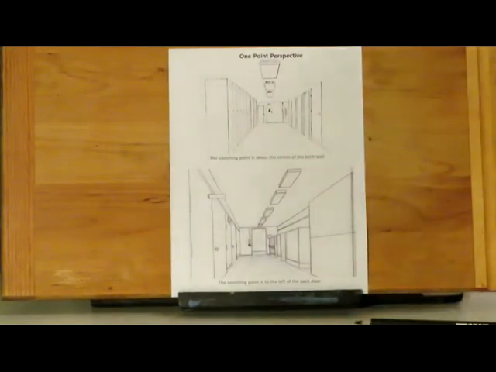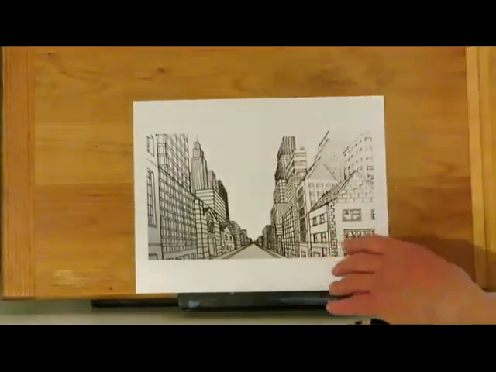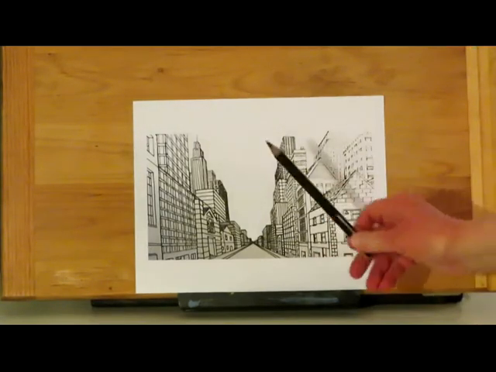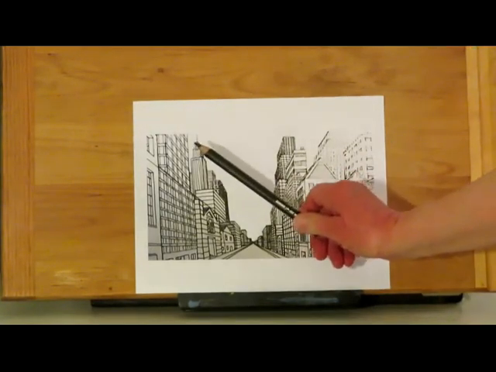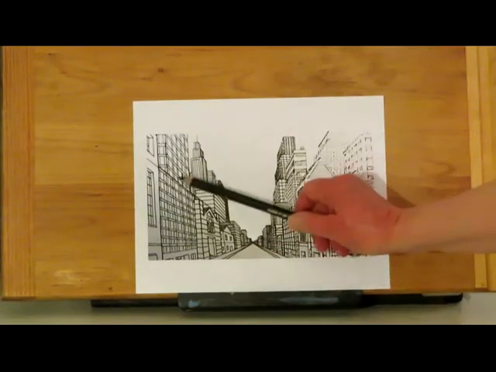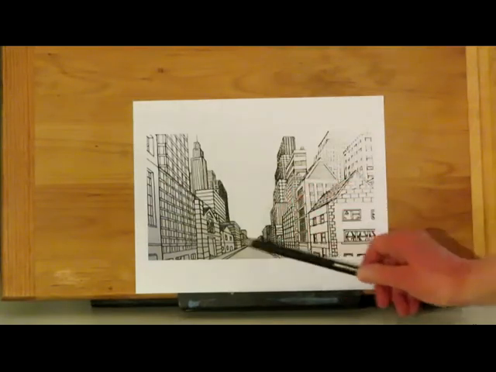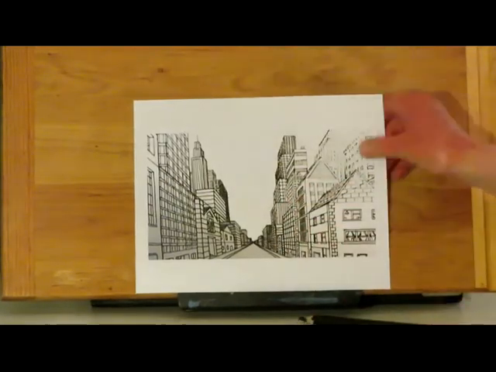The same with the city. You would take and sight your angle to determine where your vanishing point is going to be. So the building itself, the edges of the building, the edges of the windows determine where your vanishing point is going to be.